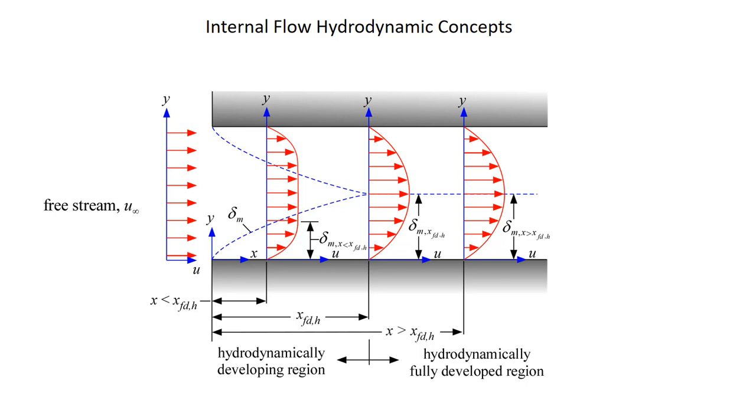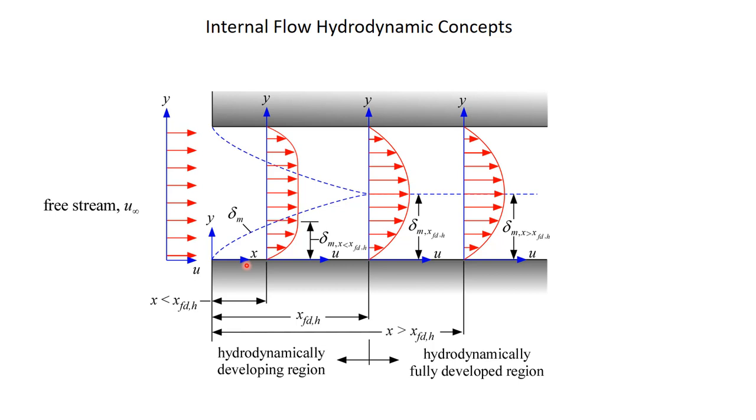And that is a subtle difference between an external flow and an internal flow, right? In an external flow, the free stream velocity out here would stay exactly the same, right? But in an internal flow, the free stream velocity actually has to increase a little bit in order to make up for the fact that you've slowed down the fluid here at the edge.